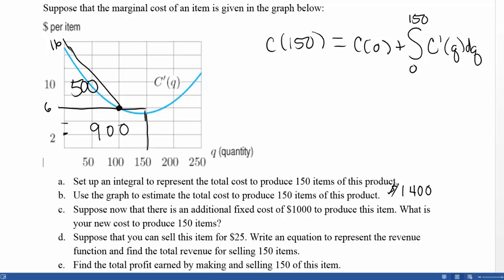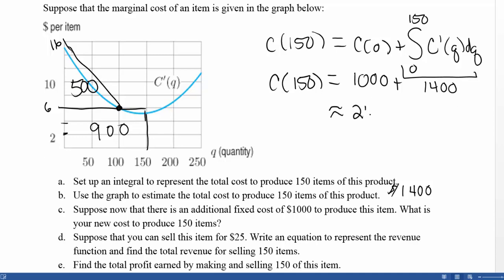So part C says, suppose now that there's an additional fixed cost of $1,000 to produce this item. What is your new cost to produce 150 items? So now I'm using the fact that my cost to produce 150 items is my fixed cost, which is $1,000, plus my variable cost, which I said was approximately $1,400. So that means it's going to be approximately $2,400.